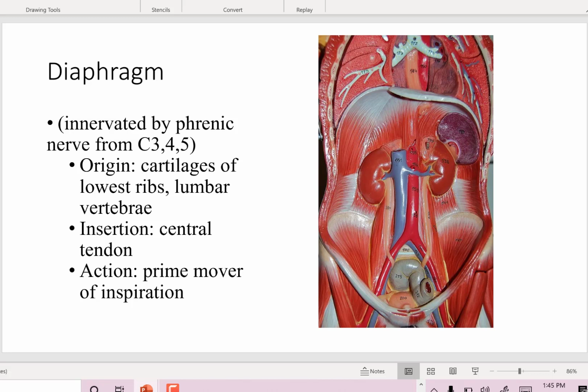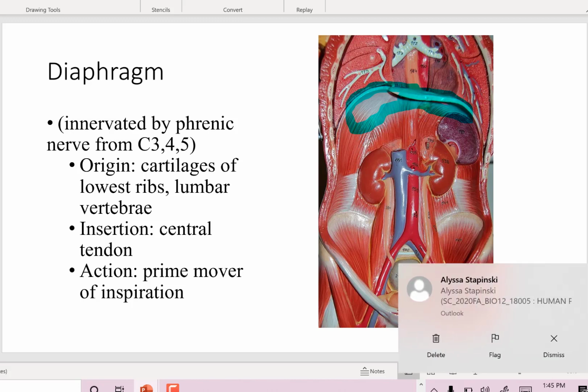And here again is another picture of the diaphragm. We can see the white central tendon, and it's domed up by your ribs. That is where the insertion is. And again, the origins are going to be the cartilages of the lowest ribs and the lumbar vertebrae. That concludes our discussion on the muscles of the abdomen.